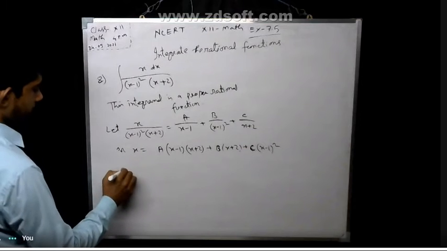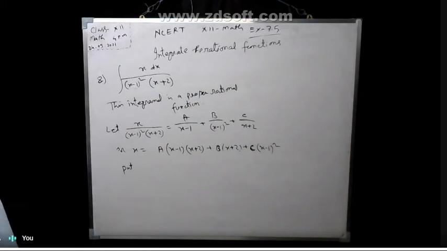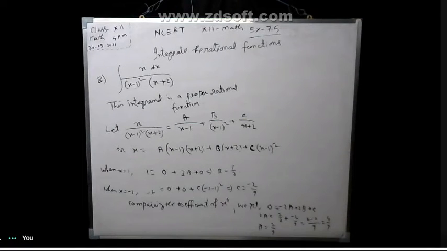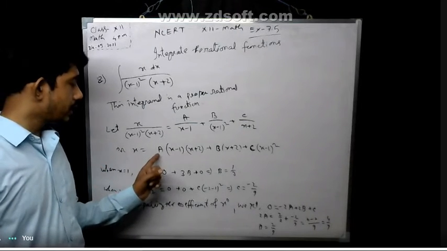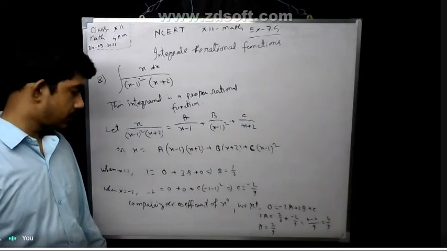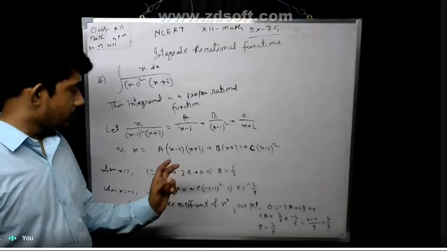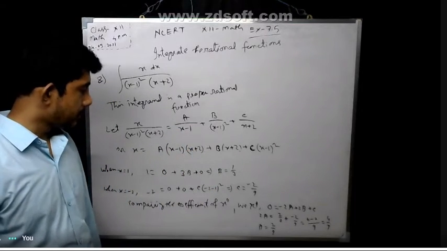Now put x equal to 1 and x equal to minus 2. So when x equal to 1, then A vanished, and x equal to minus 2 is also then vanished. But we got the value of B and C, but not A. So how can we get the value of A?